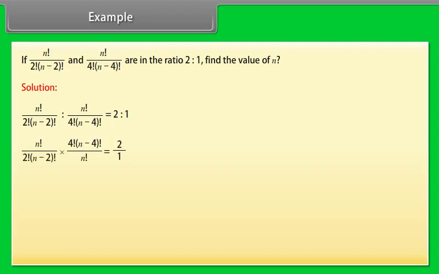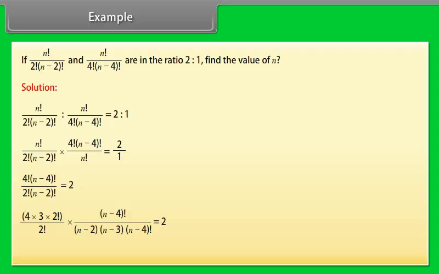It implies n factorial by 2 factorial into n minus 2 factorial, multiplied by 4 factorial into n minus 4 factorial by n factorial, is equal to 2 by 1. 4 factorial into n minus 4 factorial by 2 factorial into n minus 2 factorial is equal to 2.